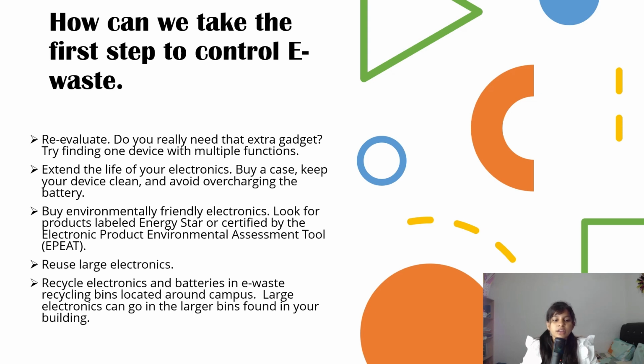Then recycle electronics and batteries in e-waste recycling bins located on campus. Large electronics can go in larger bins found in your building. So here we should dispose the e-waste properly in e-waste bins, and we should also try to separate out small e-waste items and large ones. Like batteries and small parts can be separated from huge laptops and screens and monitors, etc. So the large items and screens can be put in large bins.